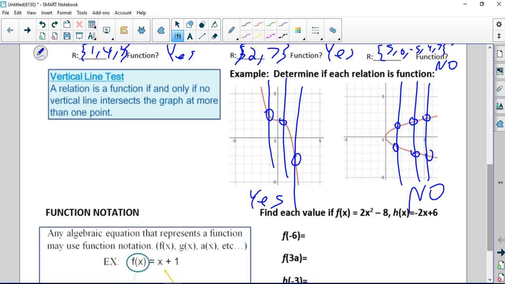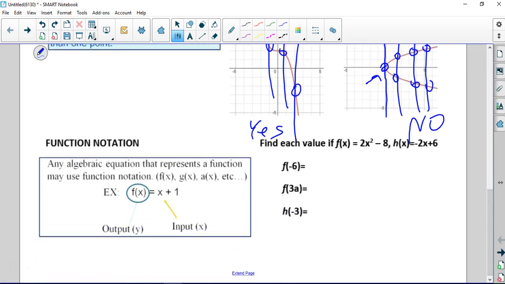Okay? Now, someone always will say, well, hey, if I put one right here, it only hits once, so it passes. You have to be able to do the vertical line test multiple times. This one right here does not prove it or disprove it. You got to be able to do it multiple times. And obviously, it is going to hit more than once. So that's not a function.